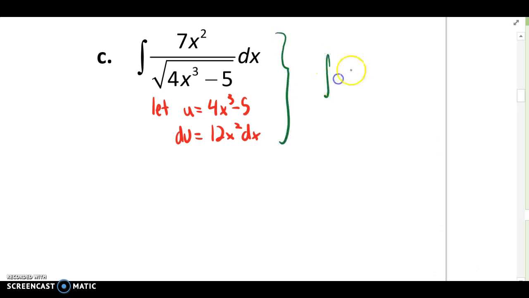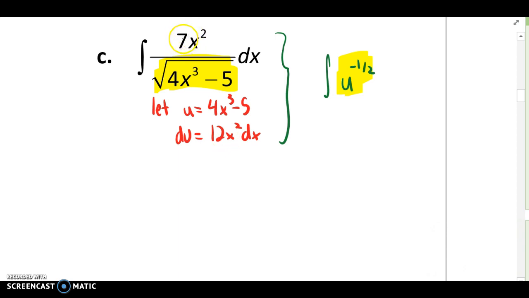We have the integral of this 4x cubed minus 5 to the 1/2, but it's in the denominator, so that whole part of it becomes u to the negative 1/2. In other words, because of our u substitution, this is going to be equal to that. However, this 7x squared dx is not the same thing as 12x squared dx. We don't want 7, we want 12.